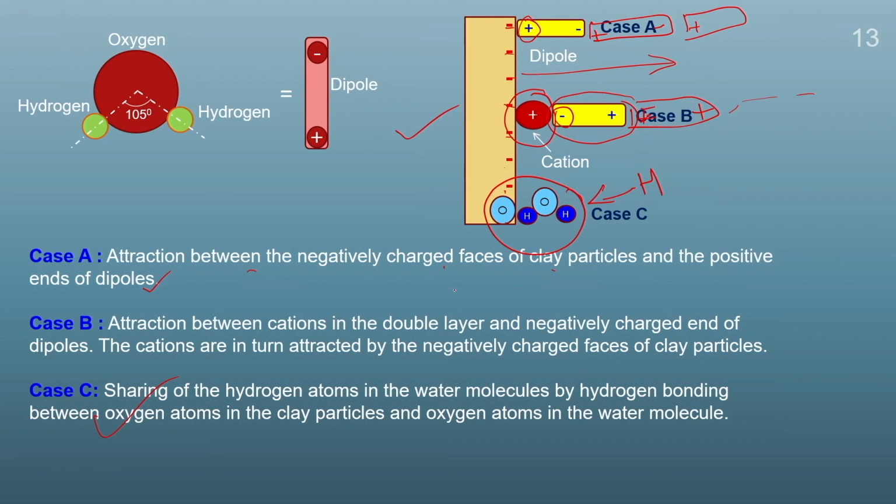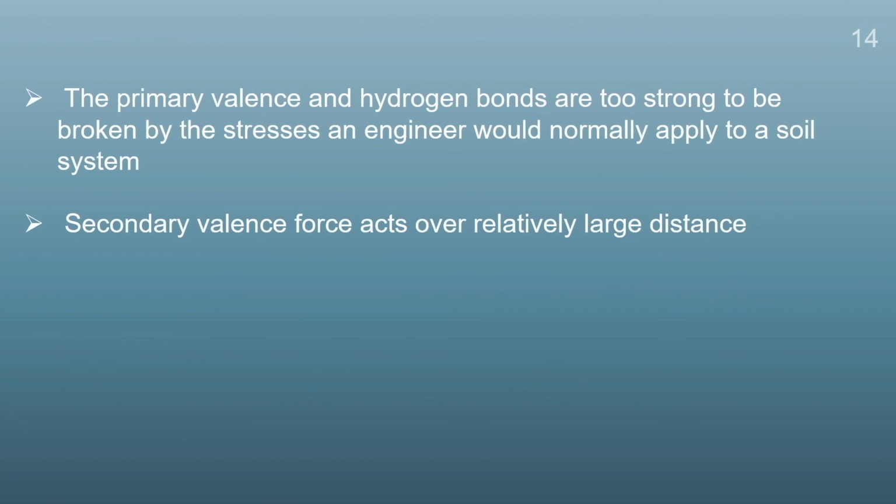So, these are the three different forces or three different causes which are responsible for the attraction of the water molecules towards the clay surface. And we need to remember this one: the primary valence bond and hydrogen bonds are too strong to be broken by stresses. Secondary valence bond acts over a relatively large distance.